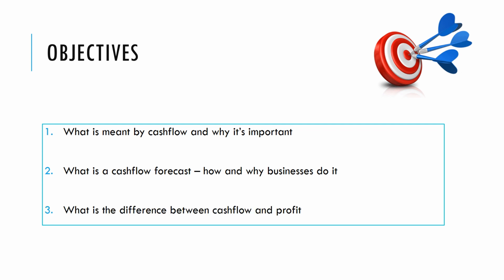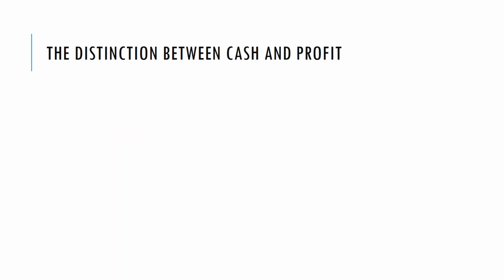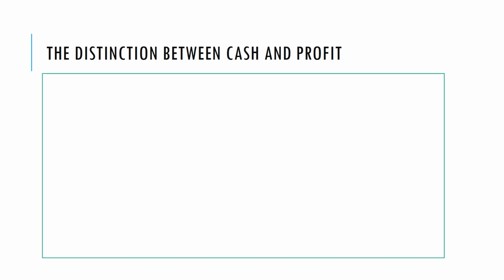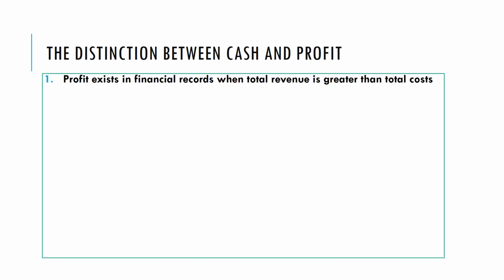We're now going to look at the last issue, which is the difference between cash flow and profit. And I'm not going to lie to you, this is quite a tricky concept. So, the distinction between cash and profit. Profit exists in a financial record when revenue is greater than cost. That was our definition from earlier in the term. So profit is a record of all the business that's being done, the revenue and the costs.